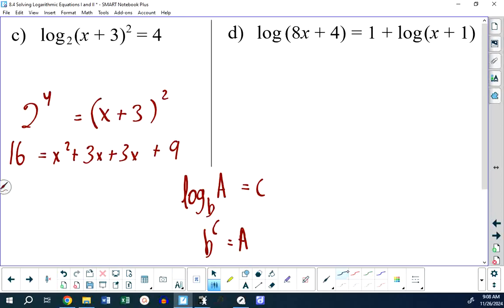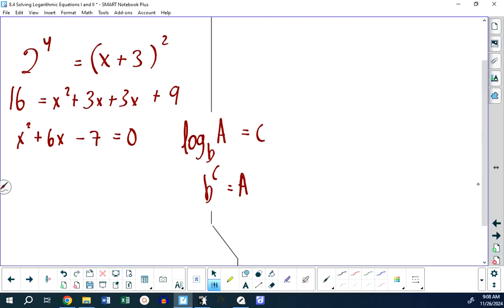So we can simplify this. x plus 3 quantity squared means x plus 3 times x plus 3, which gives me x squared plus 3x plus 3x plus 9, which means I'm left with this quadratic equation to solve. Are we okay with that? Yeah. Pretty basic quadratic equation to solve.